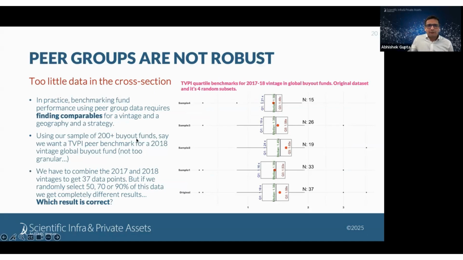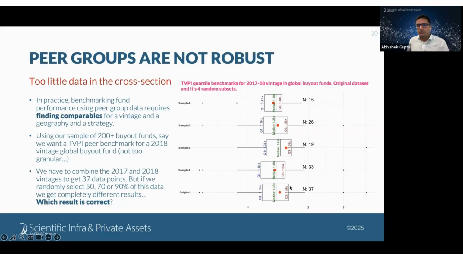Let's say we are trying to assess a peer group performance of a 2018 vintage global buyout fund. So it's not too granular. It's a broad enough strategy, and we are comparing against a sample of 200 funds that we have got. To give it a fair shot, we combine 2017 and 18 vintages. And in this chart, the bottom distribution is for the original set of 37 funds. We get the first quartile boundary of 1.18x, median of 1.38x, and third quartile boundary of 1.59x.